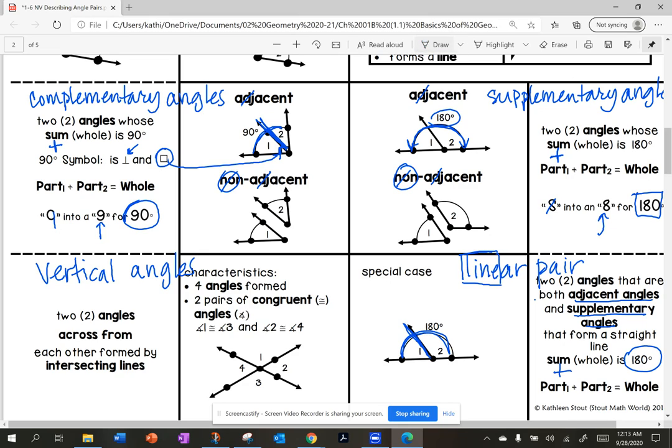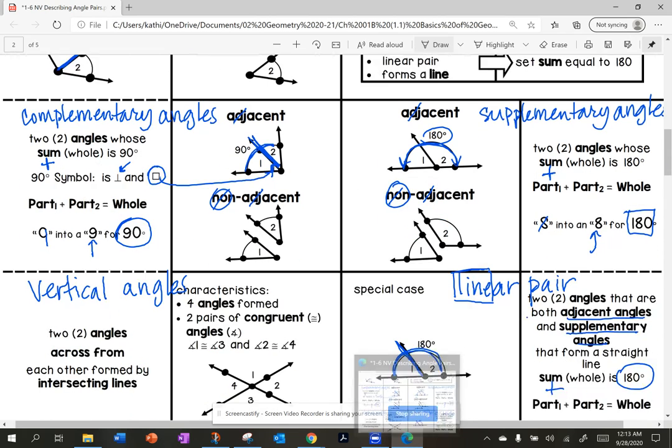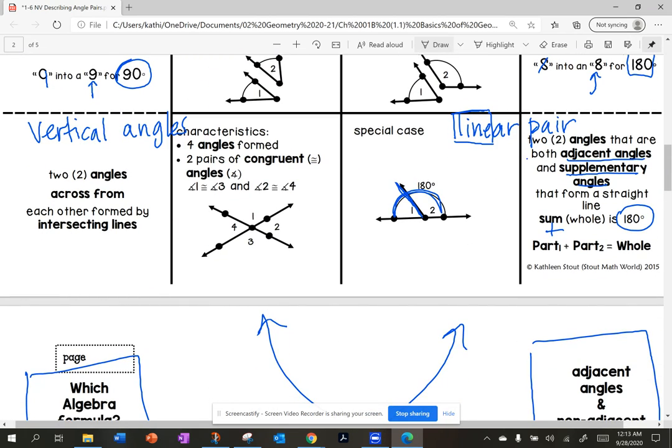Okay, so how do I know which formula I want to use? Last one, vertical angles. Vertical angles are two angles that are across from each other formed by intersecting lines. So when I have intersecting lines, I have an X. And the angles across from each other are congruent. So angles 1 and 3 are congruent, and angles 2 and 4 are congruent.